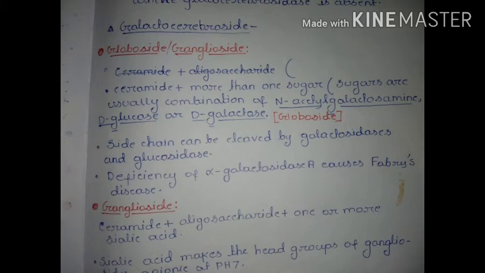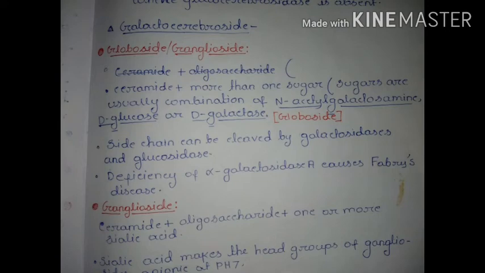Now we divided ganglioside. What is the structure of the ganglioside? Ceramide plus oligosaccharide plus one or more sialic acid. So in case of ganglioside, we can see that there is sialic acid present, but in case of globoside there is no such sialic acid. So this is the difference between a globoside and ganglioside. Gangliosides are made up of ceramide, oligosaccharide, and one or more sialic acid.